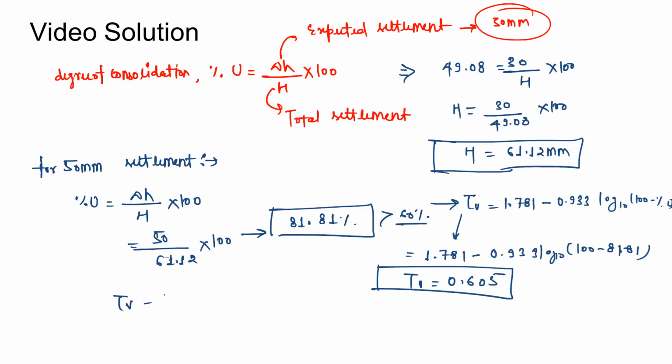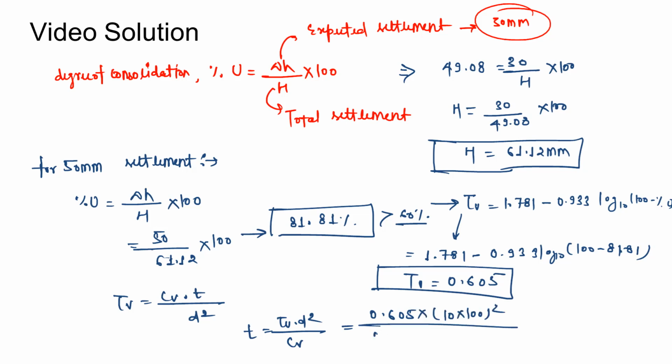Now as we have to calculate the time, for this time factor we can calculate the time. We know that Tv is equal to Cv × t / D². So we have to calculate the t here. So t will be Tv × D² upon Cv. It will be 0.605 × (10 × 100)² divided by 0.003 centimeter square per second. So it will be 2.0166 × 10^8 seconds. Now if we divide it by the number of seconds in a year, 365 days into 86,400 seconds per day, we will get the answer in years, which is 6.39 years, or we can write 6.4 years.